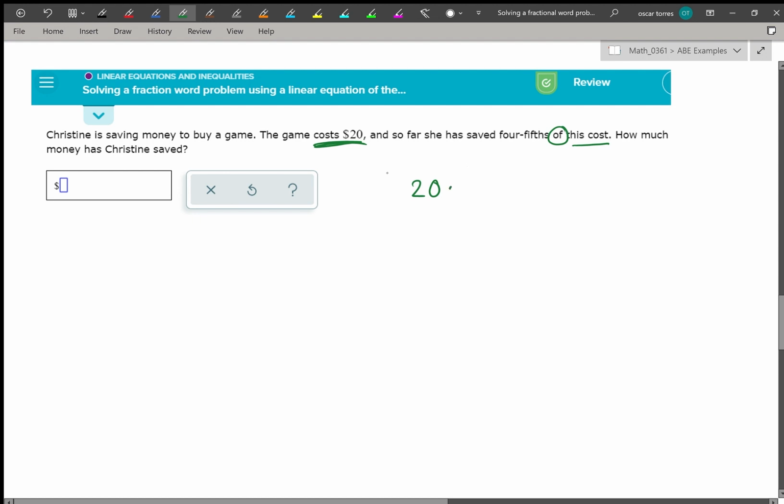So we're going to take 4/5, and you can either write it to the left or to the right of this number. But it's 4/5 of, so 4/5 times this cost, and this cost is $20. This is going to be how much money she saved. So it can be a little confusing, but again, the idea is anytime they use the word of, that means that whatever comes before and after the word of, those two things are going to be multiplied. So in this case, it's 4/5 of the game cost, which is $20. So that ends up being our setup.